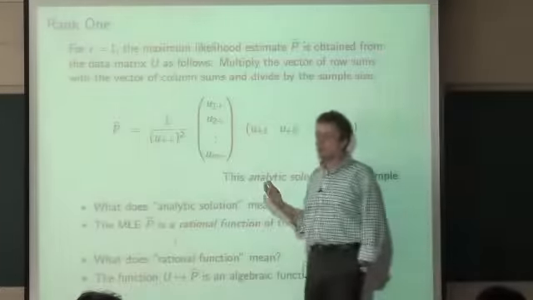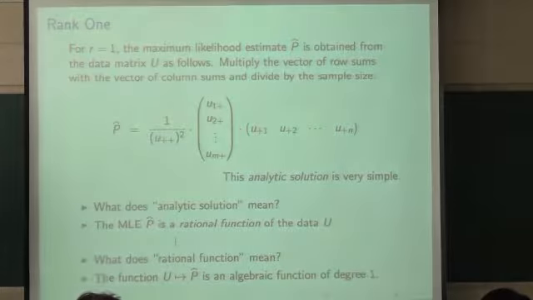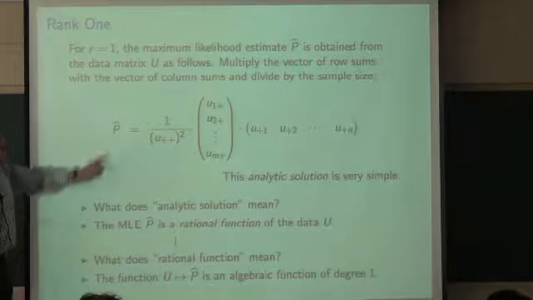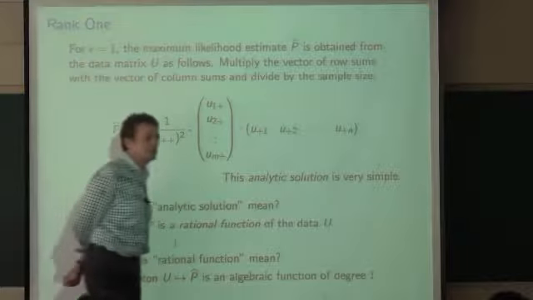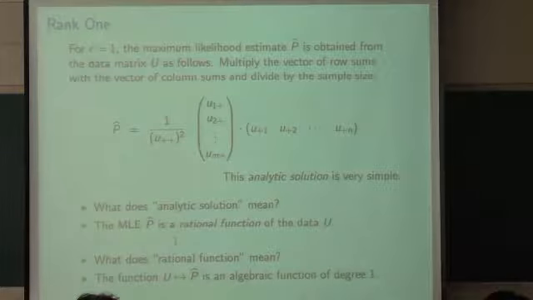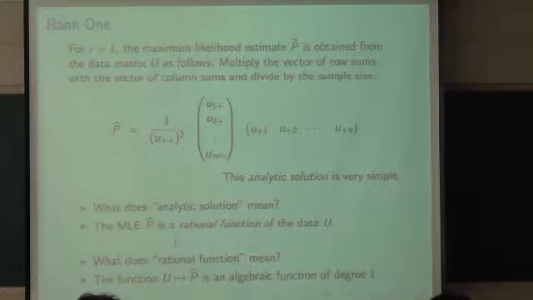But then I want the total entries, this is supposed to be the empirical distribution, so I have to divide by the square of the sample size, and this is P hat. This is the optimal solution. So it turns out for rank 1, this is the unique complex critical point, hence the unique real critical point of the likelihood function on the rank 1 locus, on the Segre variety. And so this is the answer. It's a very, very simple analytic solution.